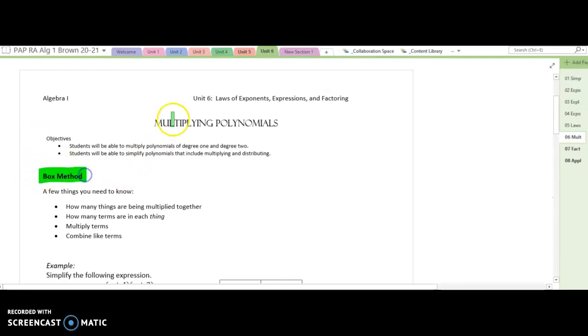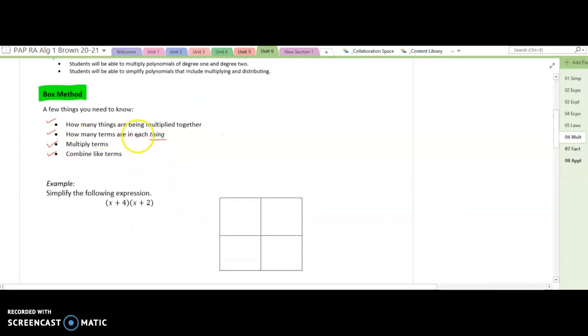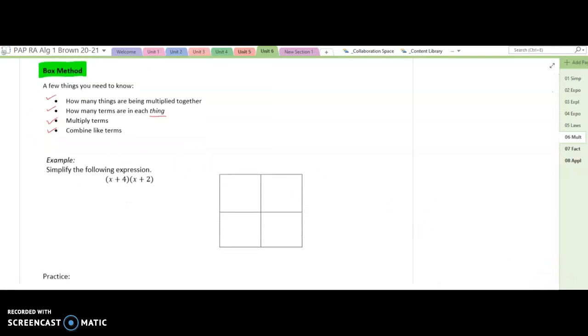All right, a few things that you're going to need to know is how many things are being multiplied together, how many terms are in each thing, and how to multiply terms and how to combine like terms. Okay, it's not a whole lot of things that you need to know. Okay, so here's an example. If you'll pay close attention to how I'm doing this, it will make life a whole lot easier for you.